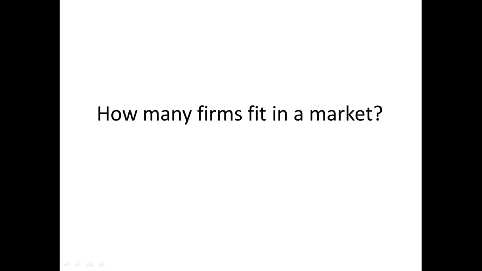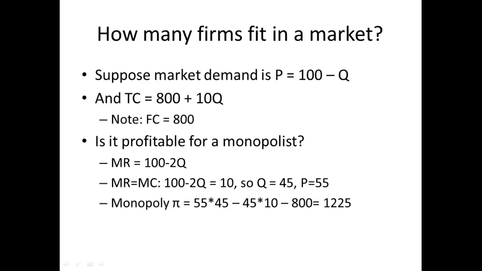And we've talked about the polar extreme examples. When lots and lots of firms fit and the products are homogeneous, that's perfectly competitive. When just one fits, it's a monopoly. But now the point I want to make in this set of slides is that we have a model for thinking about the continuous range in between. So let's come back to that. So again, how many firms fit in the market?